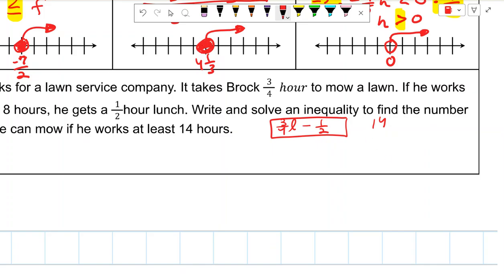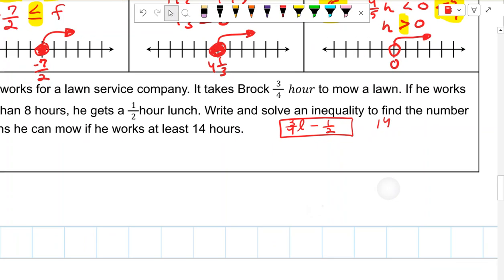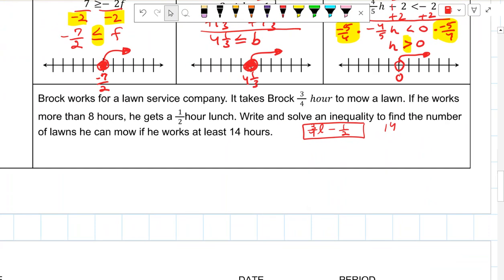So what kind of inequality sign are we going to use? Well, if you look here in the sentence, it says write and solve an inequality to find the number of lawns he can mow if he works at least 14 hours. So we want this to be at least. Which way does the inequality sign go? It goes this way, or at least. Now let's go ahead and start.